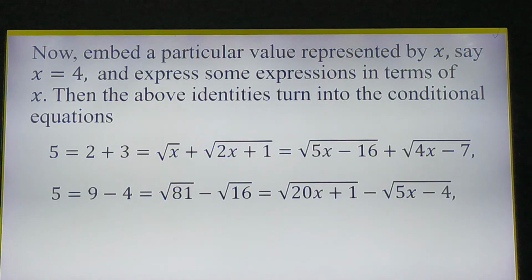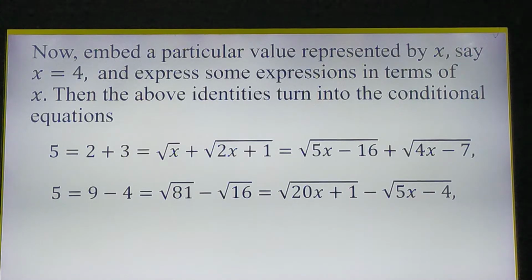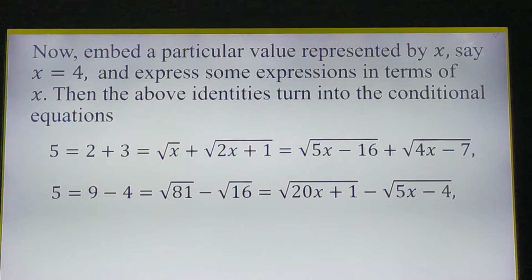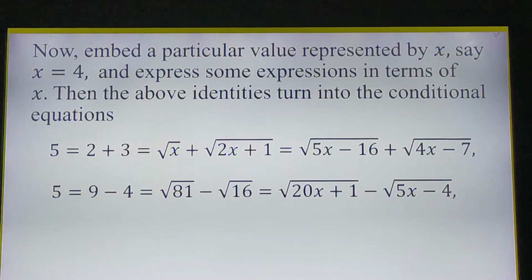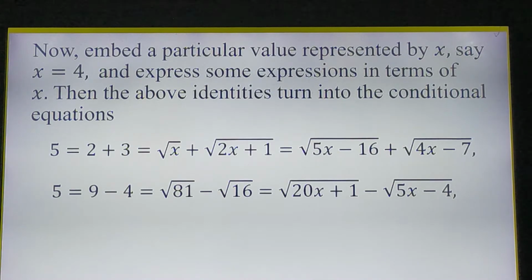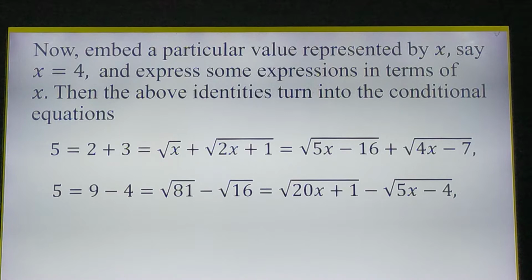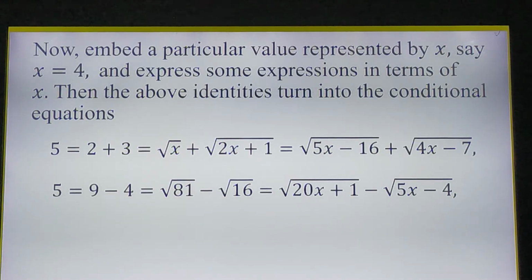Or using the subtraction, 5 equals 9 minus 4, we have this. So 81 is equal to 20 times 4 plus 1. So we have 20x plus 1 here in the first square root. And in the second square root sign, we have 5 times 4, which is 20, minus 4 is 16, whose square root is 4.